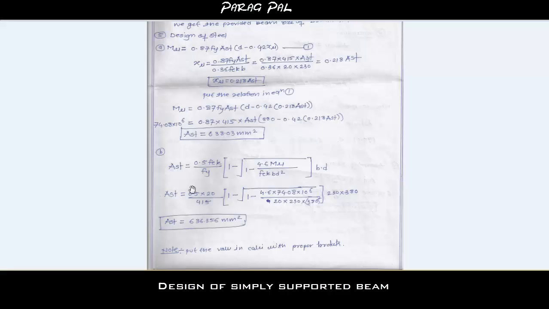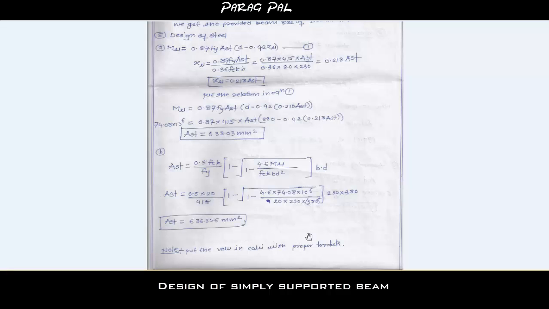which is given by Ast equals 0.5 fck upon fy, in bracket 1 minus under root of 1 minus 4.6 Mu upon fck b d square, times b into d. Actually, while solving the problem we put all the values in this formula, but sometimes in some calculators the value is not found because we are not providing the proper brackets. Providing the proper brackets gives the exact value.